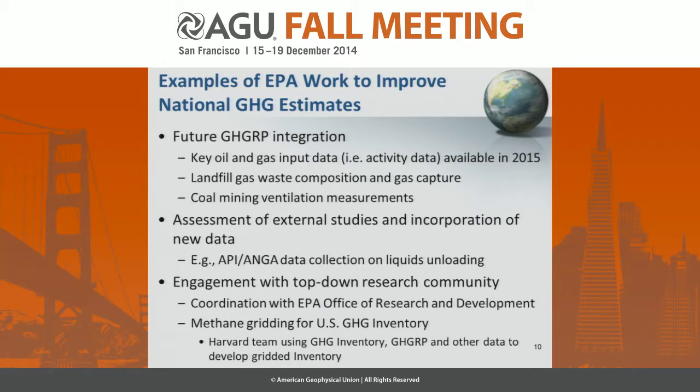And then some specific examples of the work that we're doing currently to improve the greenhouse gas estimates and the work that's planned. We'll be able to integrate a lot of the Greenhouse Gas Reporting Program data in the future. Some of it's already been integrated into the inventory. For key oil and gas information, the activity data is reported to us starting in 2015. So we've had emissions for quite some time, but we don't have the numbers of equipment. So that makes it difficult for us to recalculate emission factors or to update information across the time series. We'll also have improved information on landfill gas, including waste composition and gas capture, and then better information on coal mining that can be incorporated into the inventory as well.